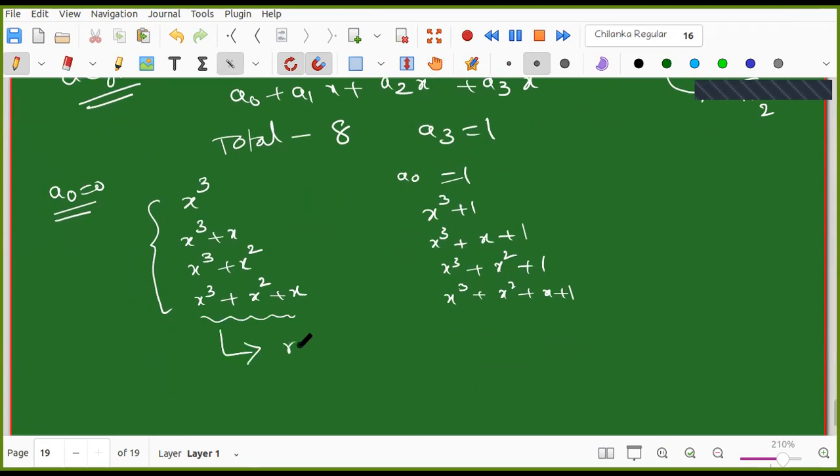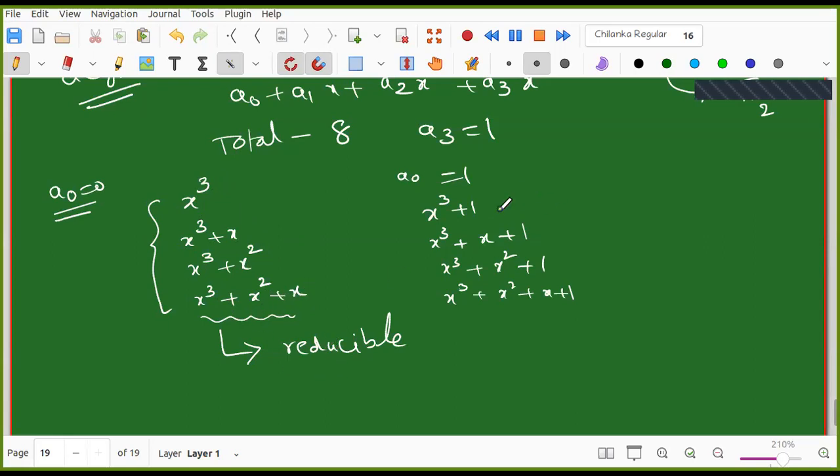Reducible. Wonderful. Why are they reducible? Because I can take x outside, x into something, correct? Otherwise, what is the other way to tell? All of them have roots in F2. Which is the root? 0 is a root for all of them, so we are done. So it is reducible, because for degree 3 or degree 2, if it has a root, then it is reducible.